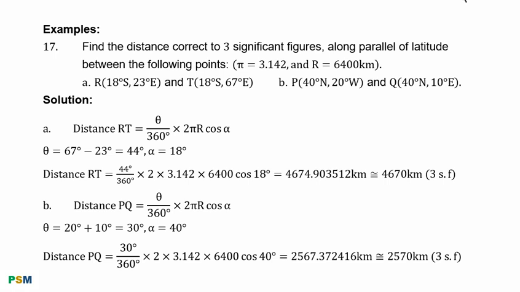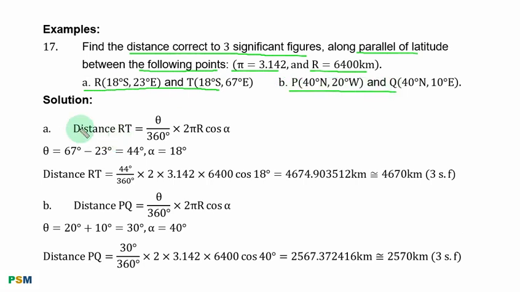Example 17. Find the distance correct to 3SF along the parallel of latitude between the following points. Take pi equal to 3.142 and radius of the earth equal to 6,400 kilometers. A part of the question, points R and T. B part of the question, points P and Q.